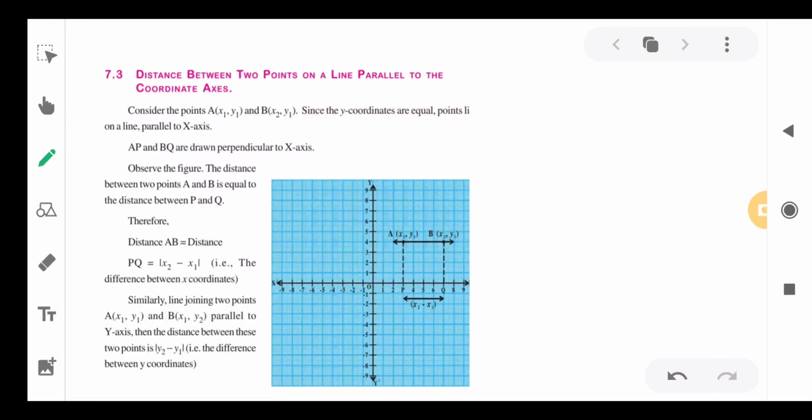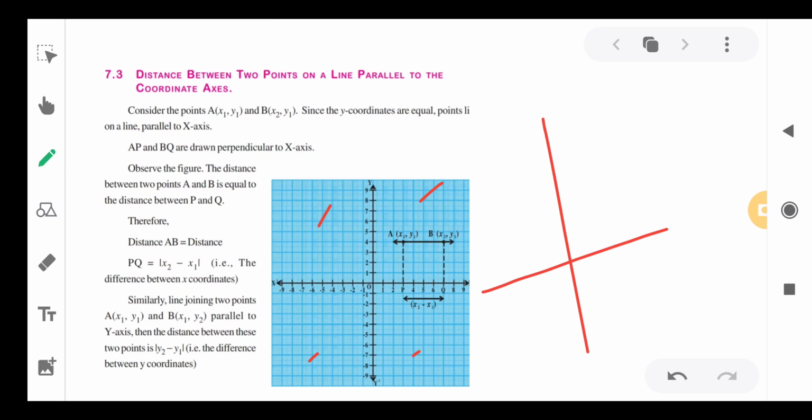Distance between 2 points on a line parallel to the coordinate axis. Okay, so now we have already seen how to locate the coordinates of a point. Every point on this plane, on the x and y axis plane, has coordinates x1, y1. First quadrant, second quadrant, third quadrant, and fourth quadrant. This is the first quadrant. Okay, first, second, third, and fourth. So now we'll see the distance between 2 points on a line parallel to the coordinate axis.